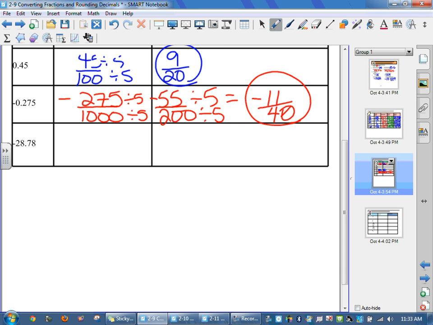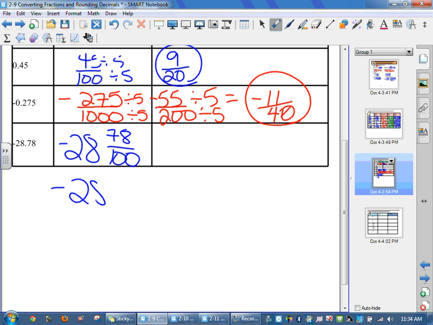The next one has 2 digits after the decimal, which means they're going to be over 100 with 2 zeros. So negative 28 and 78 over 100. Now 78 over 100 can divide by 2. What am I going to get when I divide by 2? Good. Negative 28 and 39 over 50.